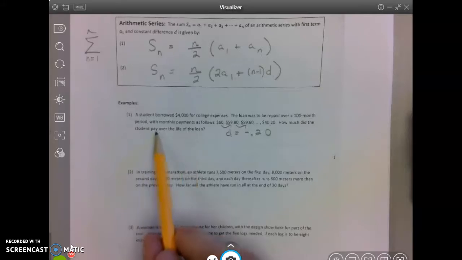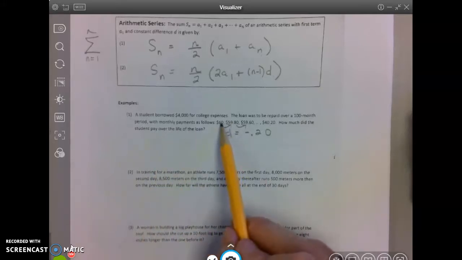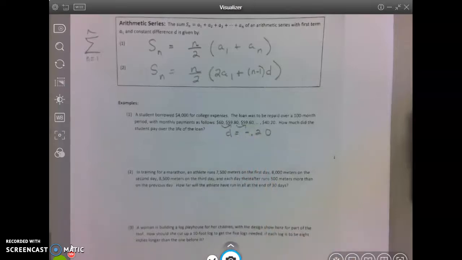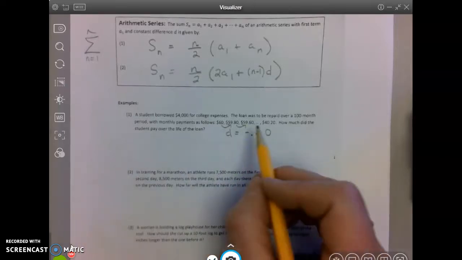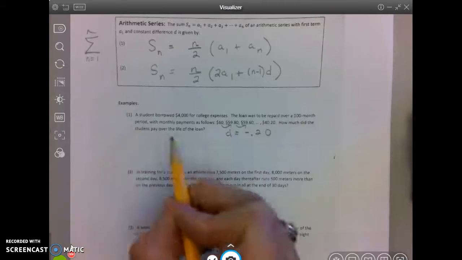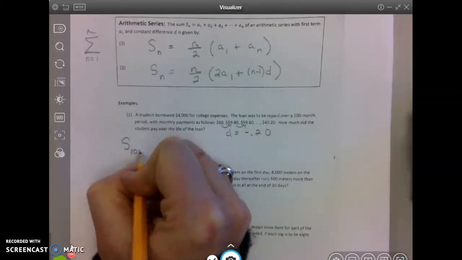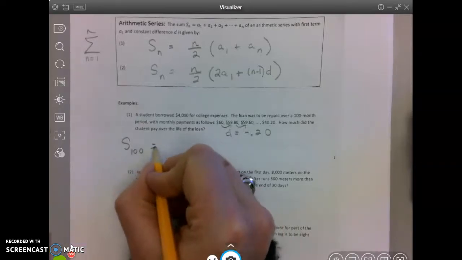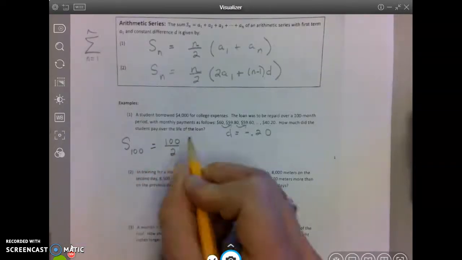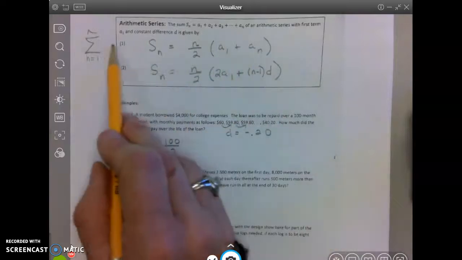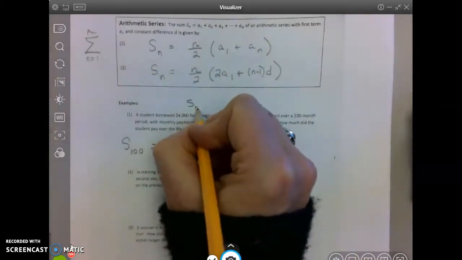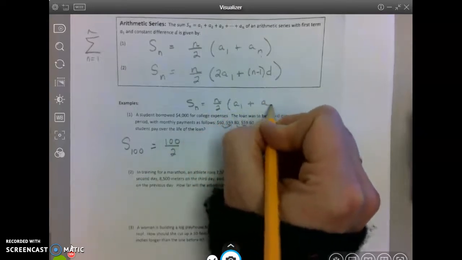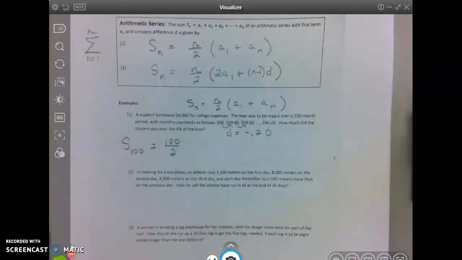So how much did the student pay over the life of the loan? So if we were to add up all these terms plus all these terms in between, what's actually going to be paid? Okay. So it said we have a 100-month period, so we have 100 payments. So S sub 100, there's 100 payments that are going to be made, or 100 terms. So that's 100 divided by 2. I'm using this formula right here. I'm going to actually write down what formula I use each time so that if you go back and you're looking at this example, you know what formula was used.